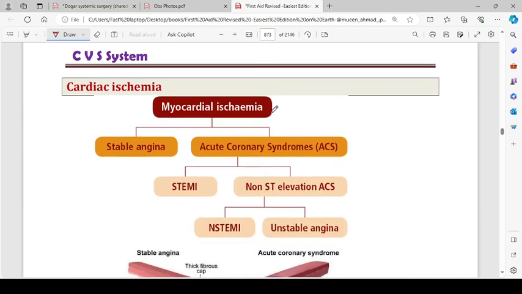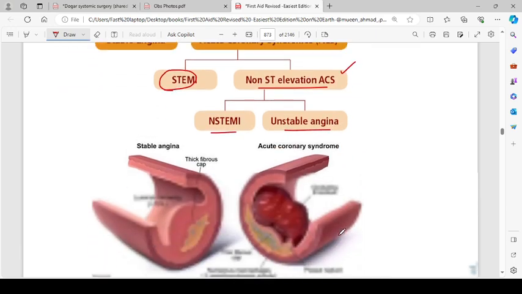The next thing is cardiac ischemia. So myocardial ischemia can be a stable angina or acute coronary syndrome. Acute coronary syndrome is divided into two, actually it is three. Unstable angina also comes here, but they have classified that under the non-ST elevation ACS. So acute coronary syndrome can be ST elevation myocardial infarction or non-ST elevation acute coronary syndrome. Now, non-ST elevation can be NSTEMI or unstable angina.